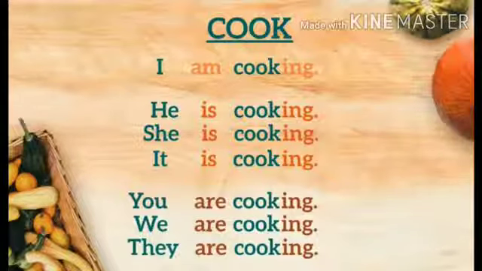Have a look at these examples. I am cooking. He is cooking. She is cooking. It is cooking. We used is. Why? Because the subject is singular. And we added ing to the main verb. You are cooking. We are cooking. They are cooking. Now, since the subject is plural, that is why we have used are with the subject and we have added ing to the main verb.